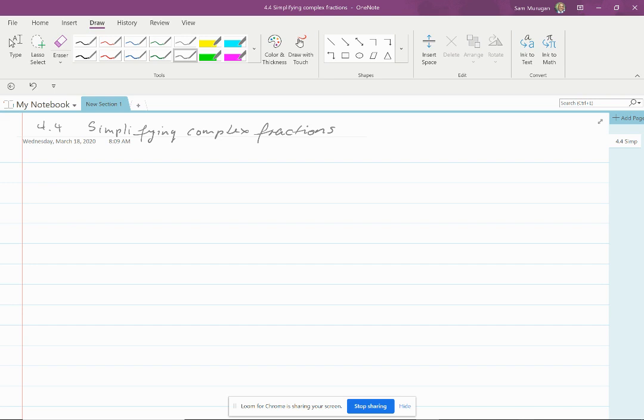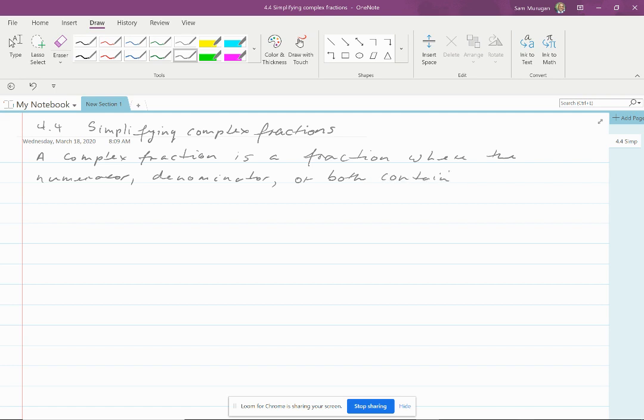A complex fraction is a fraction where the numerator, denominator, or both contain a fraction.